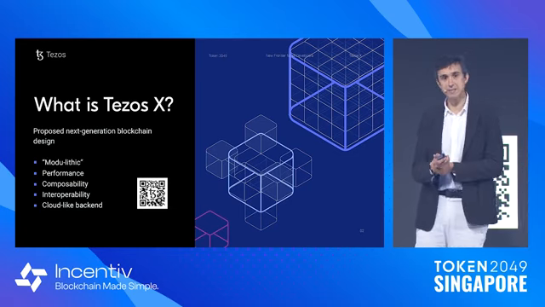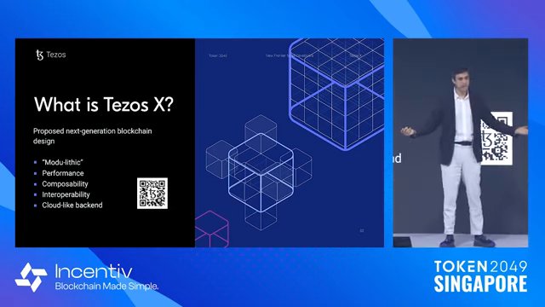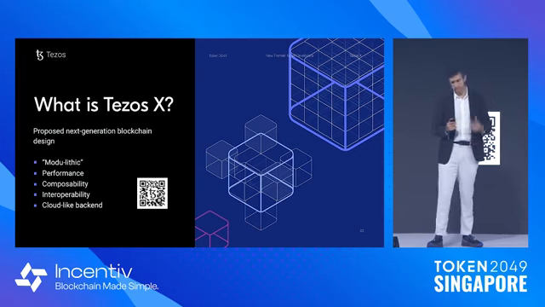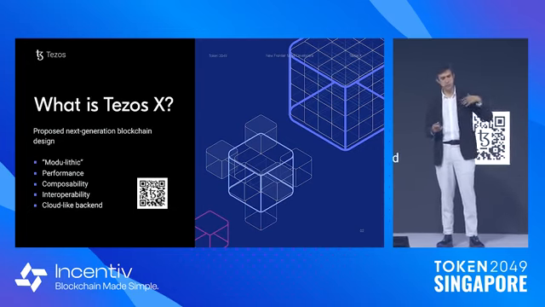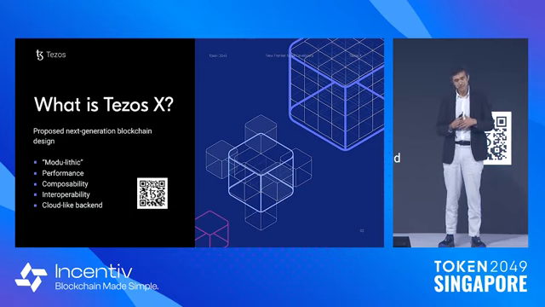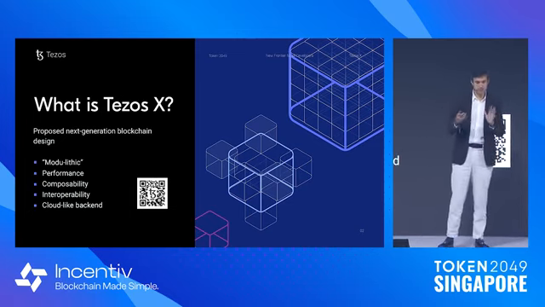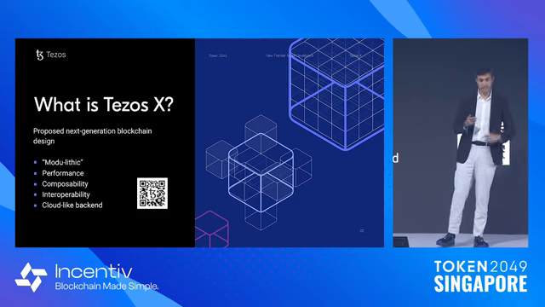And what do you get in the end? Well, the goal is to get something that's almost like a cloud-like backend, where any application you could build on a cloud, you could just go and get your cloud account and run your software. The chain, if it's just so performant and so cheap, you can just treat it as a cloud. And that's the goal. That's where we want to go with Tezos X.